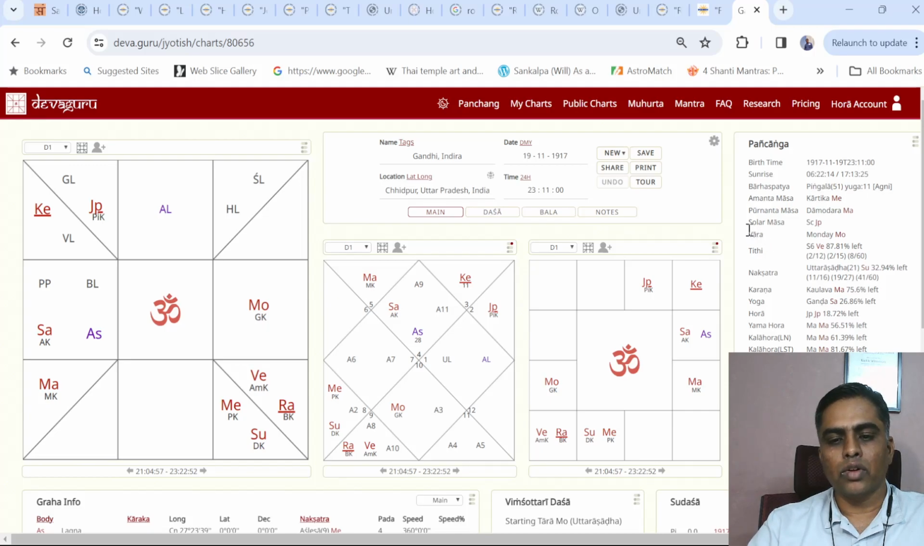So you have the Vara, which is related to Agni Tattva, or fire. Tithi is related to Jala Tattva. Nakshatras are related to Vayu Tattva. Karana is related to Prithvi Tattva, and Yoga is related to Akash Tattva. This is the relation. Now, all this is fine and very theoretical, but how do we use it?